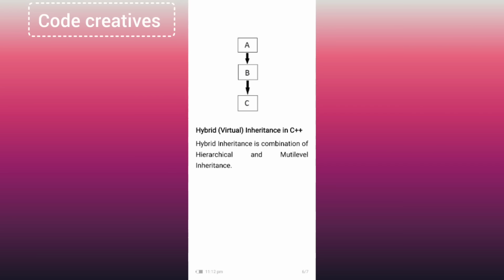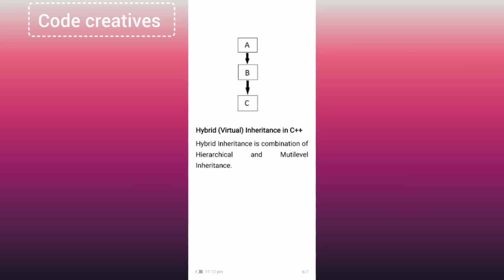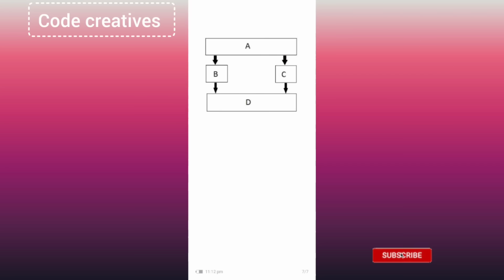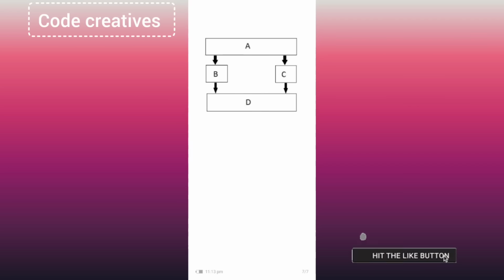Then hybrid or virtual inheritance. This is the combination of hierarchical and multi-level inheritance. In hierarchical, we have multiple derived classes and a single base class, and in multi-level we have a derived class that inherits from one class, which inherited from another class. Here is the example you can see.